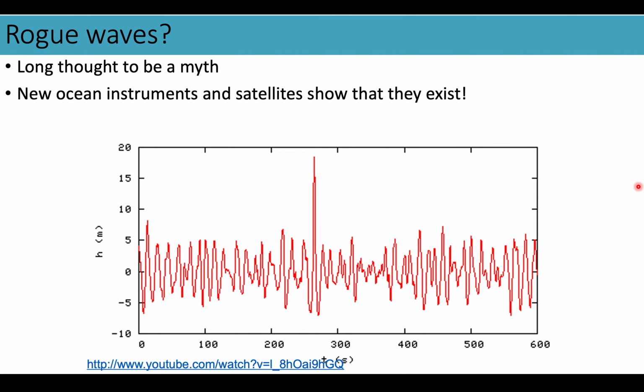So there's another type of wave called rogue waves. Actually, for a while, they were thought to be a myth, not real. But new data has actually shown that rogue waves do exist. For example, here is a wave height graph, and then you'll notice this massive spike. That would be considered a rogue wave, which, yes, I have a video.